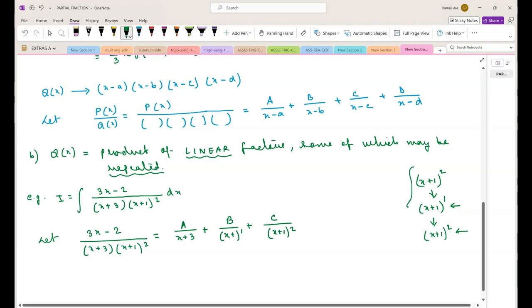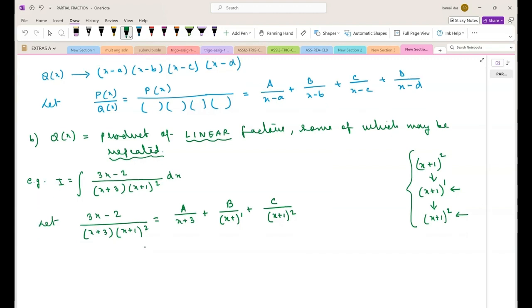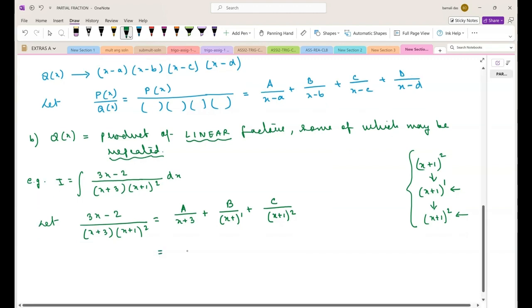So that is the main thing. After that, the process is same. That is again LCM.